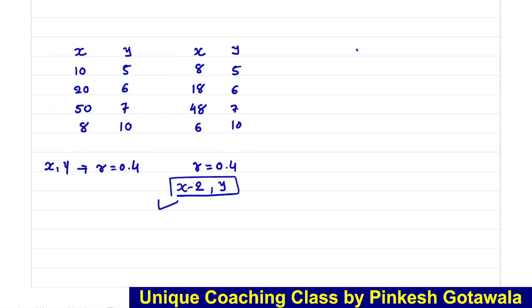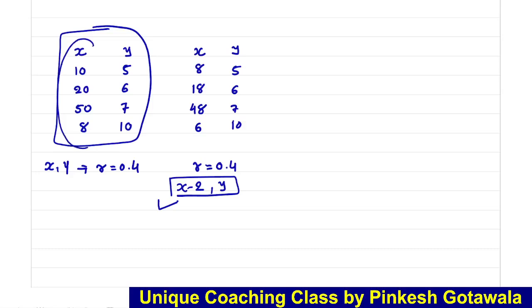So this is a rule of correlation: if you subtract any number from x or y, the rule is that it must be from every value. You have to subtract a common number from all. Now I make one more change. I multiply all numbers of x by 3. So here it becomes 30, 60, 150 and 24.